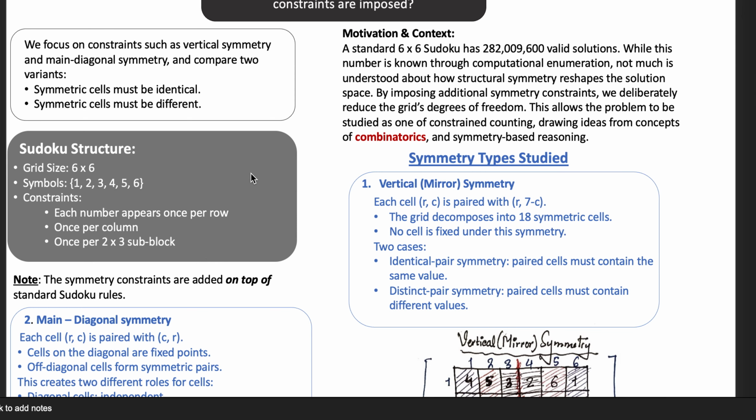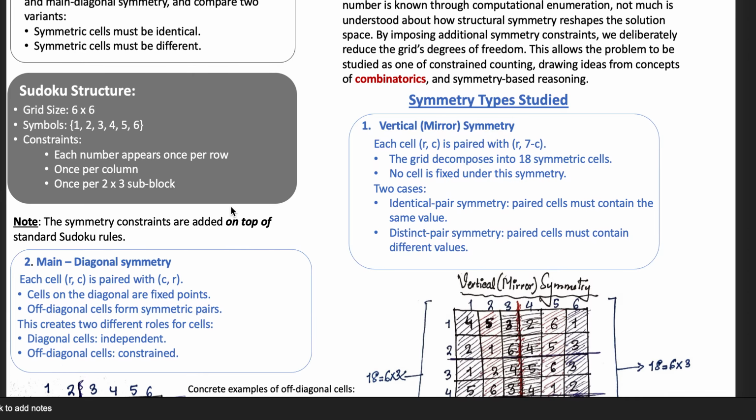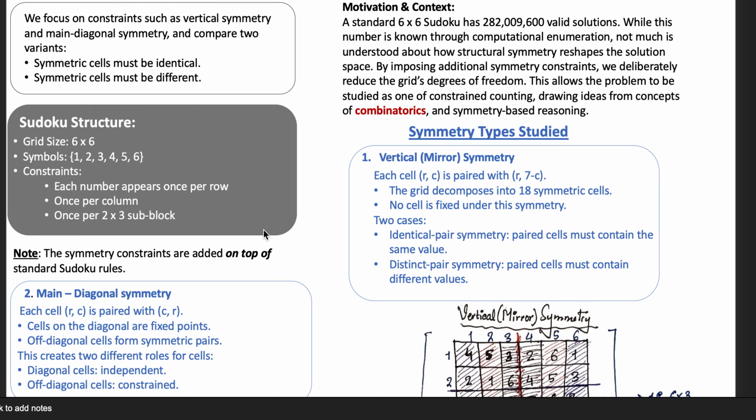The Sudoku structure remains the same. Once again, the grid size is 6 by 6. Each number appears exactly once per row, once per column, and once per 2 by 3 subblock. Note that the symmetry constraints are added on top of all these rules, and all standard Sudoku conditions otherwise still apply.